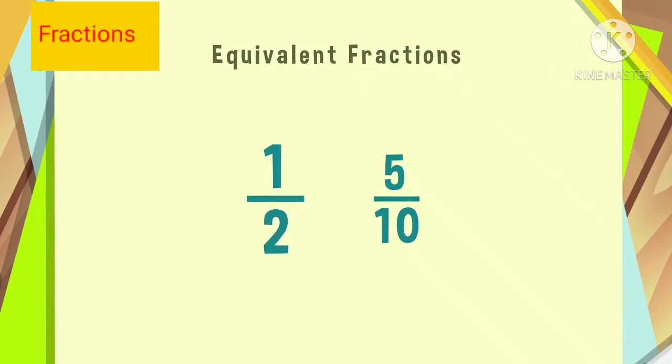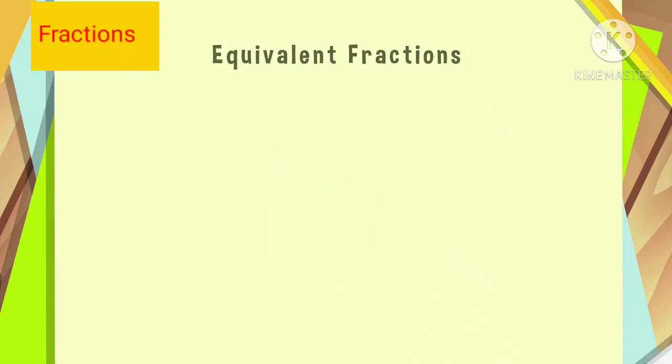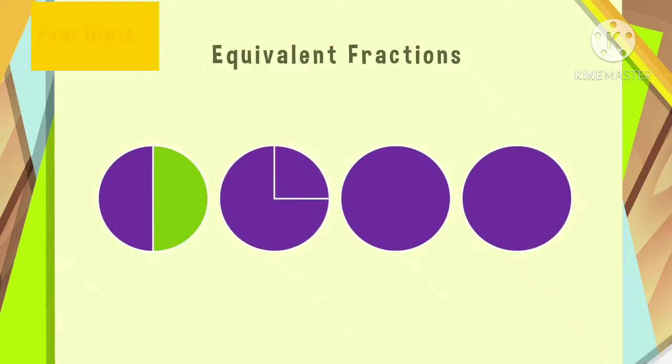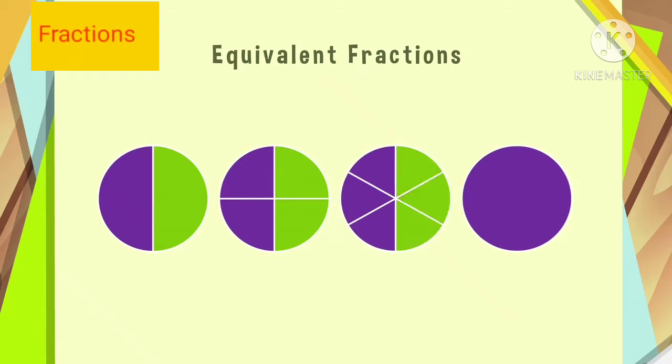We take a fraction and find out another fraction, which is equal in value to that fraction. Let us consider 4 circles. Divide the first circle in 2 equal parts and shade one part. Divide the second circle in 4 equal parts and shade 2 parts. Now, divide the third circle in 6 equal parts and shade 3 parts. Lastly, divide the fourth circle in 8 equal parts and shade 4 parts.